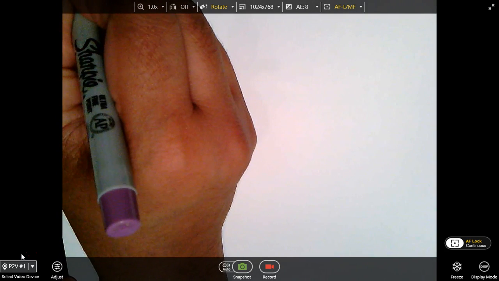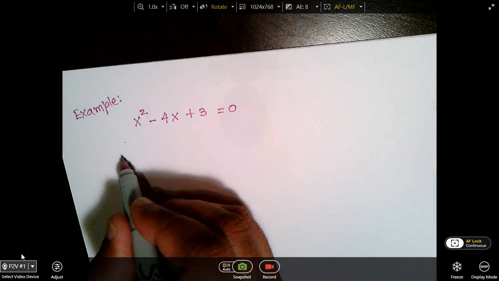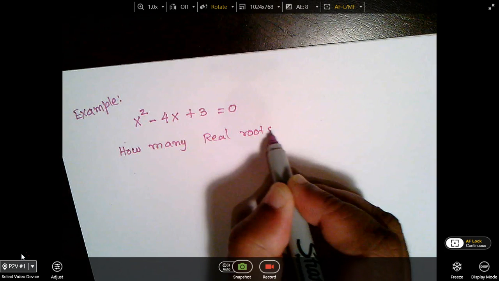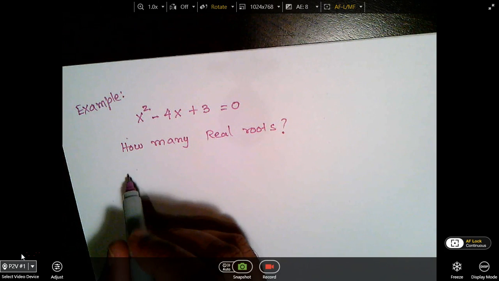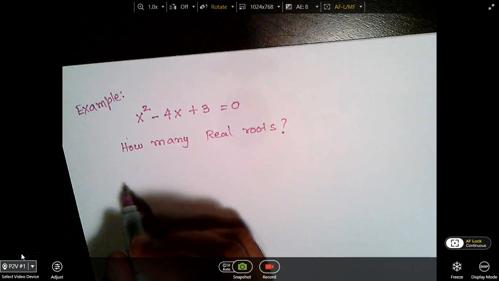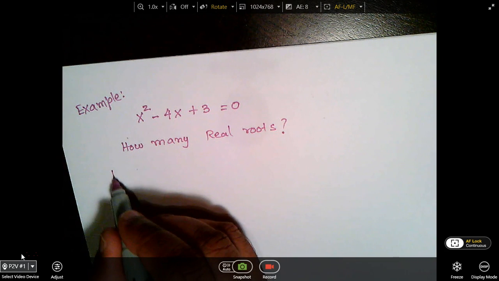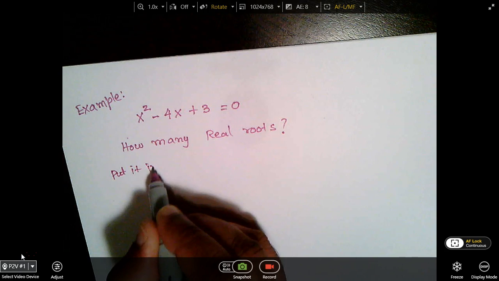Say I have this problem, x squared minus 4x plus 3 equal to 0. I want to know how many real roots there are. They're not asking me to solve it. All I need to know is how many real roots. So first I put it in standard form. To use anything from your quadratic formula, it has to be in standard form.